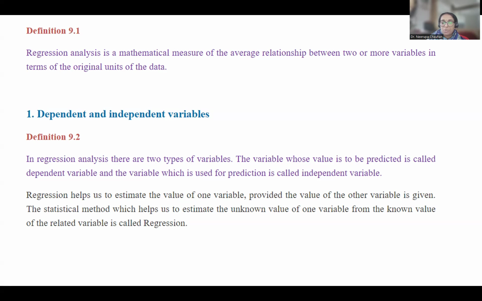So regression helps us to estimate the value of one variable, provided the values of the other variables are given. The statistical method which helps us to determine the unknown value of one variable from the known value is called regression. So let's see how it is calculated.